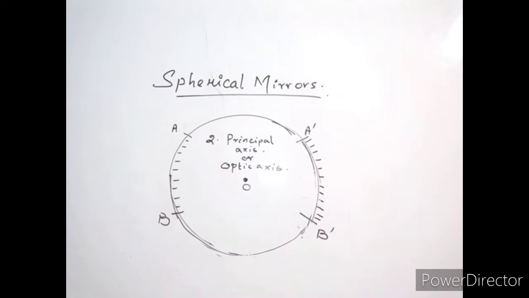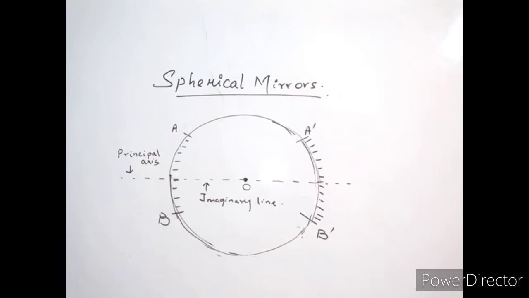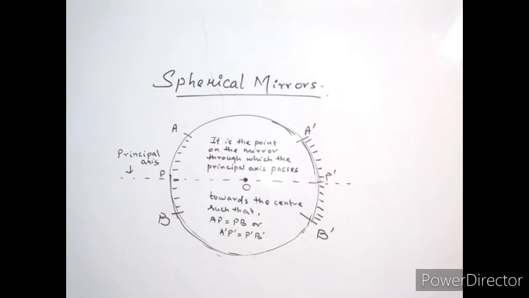The second term is the principal axis, or in many cases it is also called the optic axis. Now the principal axis is an imaginary line that passes through the point O, that is the center of curvature, and divides the mirror into two equal halves. So the mirror is divided into two equal halves with the principal axis passing through its center.